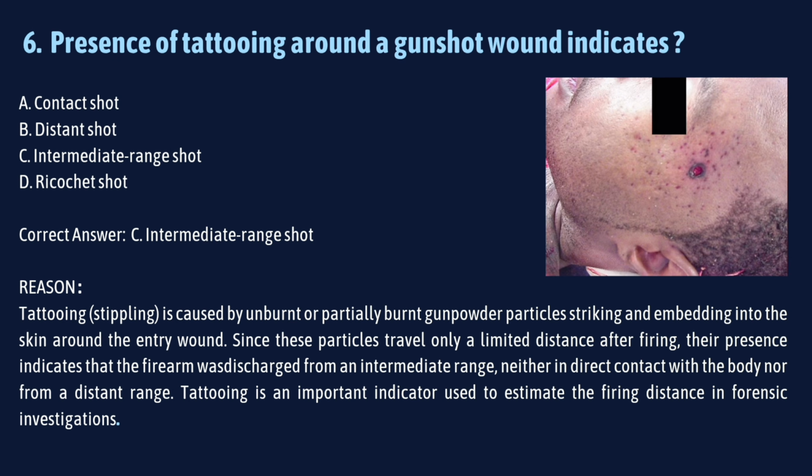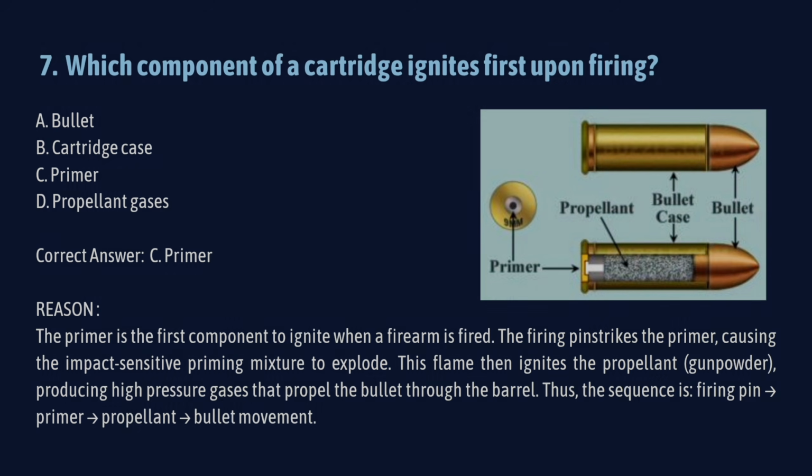Next comes question number 6. Presence of tattooing around a gunshot indicates. Option number C is the correct answer, intermediate range shot. The reason is tattooing or stippling is caused by unburned or partially burned gunpowder particles striking and embedding into the skin around the entry wound. Since these particles travel only a limited distance after firing, their presence indicates that the firearm was discharged from an intermediate range, neither in direct contact with the body nor from a distant range. Tattooing is an important indicator used to estimate the firing distance in forensic investigations.